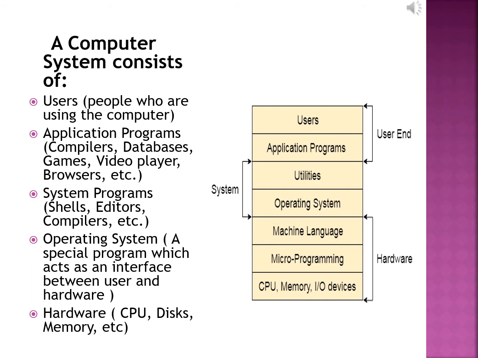Now, what is the position of the operating system in this computer system? Here comes the structure. In this diagram, you can see that first comes the user, that is people who are using this computer. Next come the application programs, that is compiler, database, games, video player, browsers, etc. Next come the system programs, that is shells, editors, compilers, etc. And here comes the operating system, a special program which acts as an interface between user and hardware. And at last comes the hardware, that is CPU, memory, IO device.